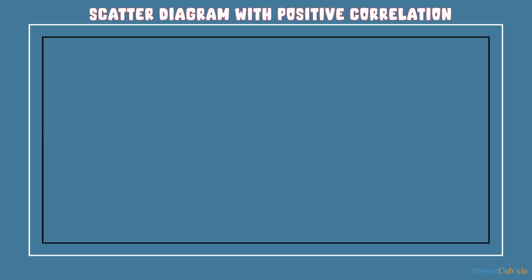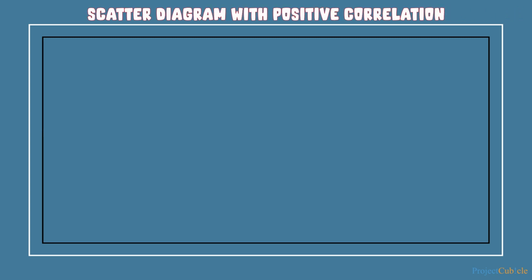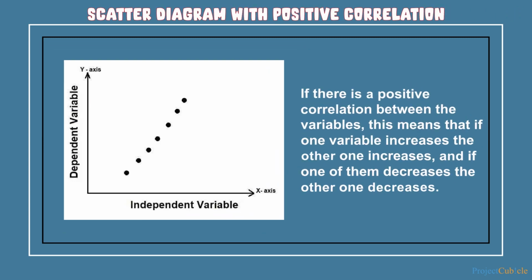Scatter diagram with positive correlation. If there is a positive correlation between the variables, this means that if one variable increases, the other one increases, and if one of them decreases, the other one decreases. For example, as the speed of a turbine increases, the amount of electricity that is generated increases.